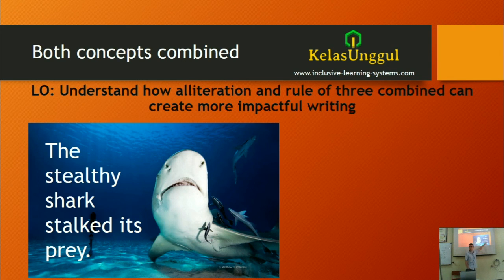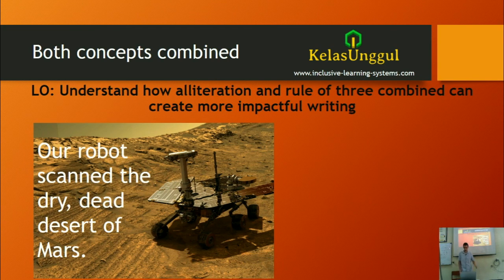S, alliteration. It's done 3 times, which is the rule of three. The stealthy shark stalked its prey. That describes it in a much more powerful way to the reader. Next example. Our robot scanned the dry, dead desert of Mars.